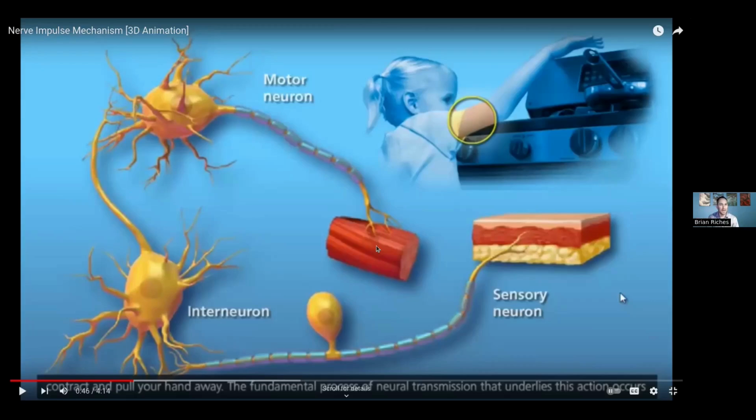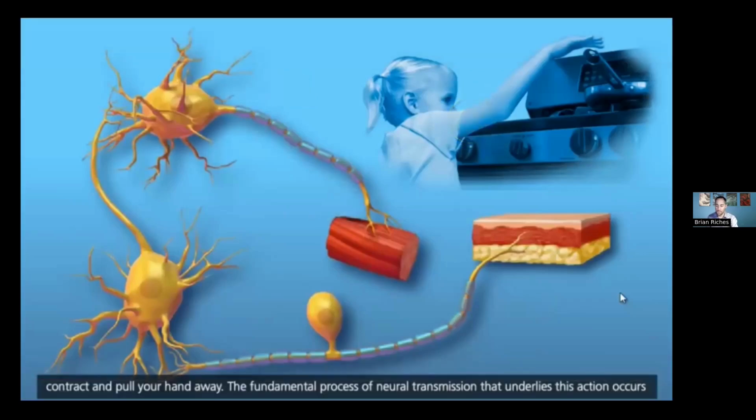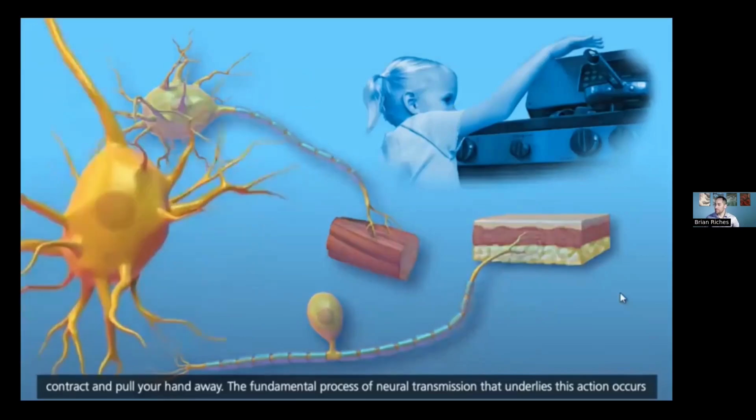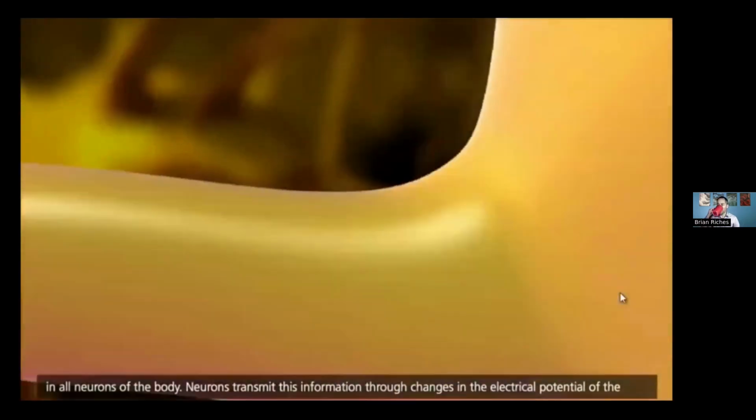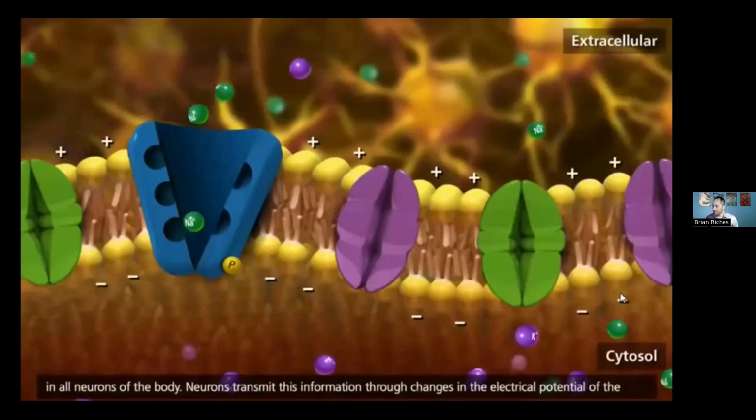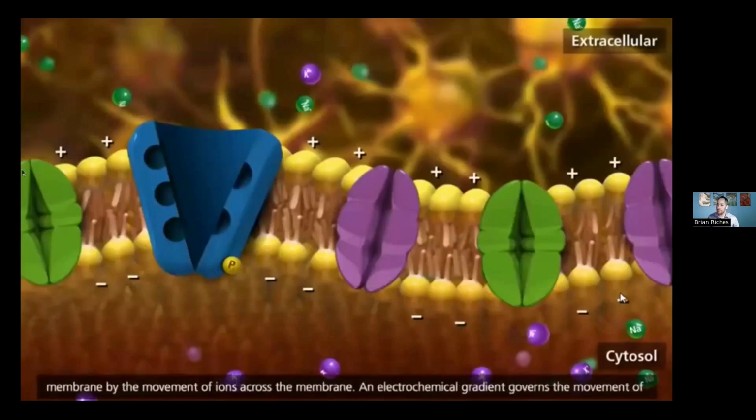You've probably seen something like that if you've ever, say, filleted a fish that was really, really fresh. If you pour salt on it, that is a chemical that can make the muscles contract. So essentially, we're just talking about molecules being manipulated to make the brain and body do things. All right, so we're going to zoom in to an axon to see what's happening at the molecular level of an axon. The fundamental process of neural transmission that underlies this action occurs in all neurons of the body. Neurons transmit this information through changes in the electrical potential of the membrane.